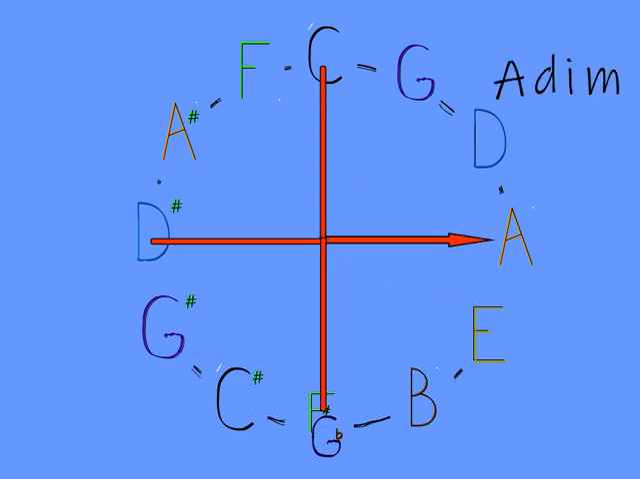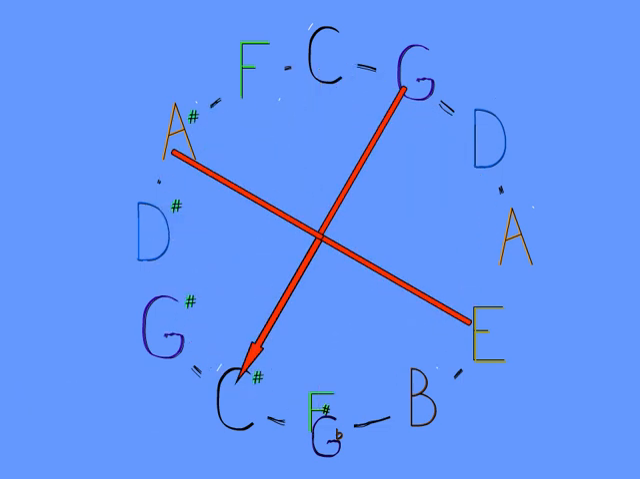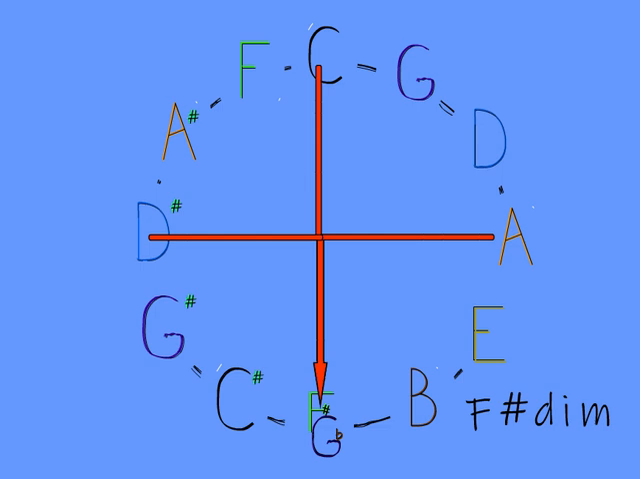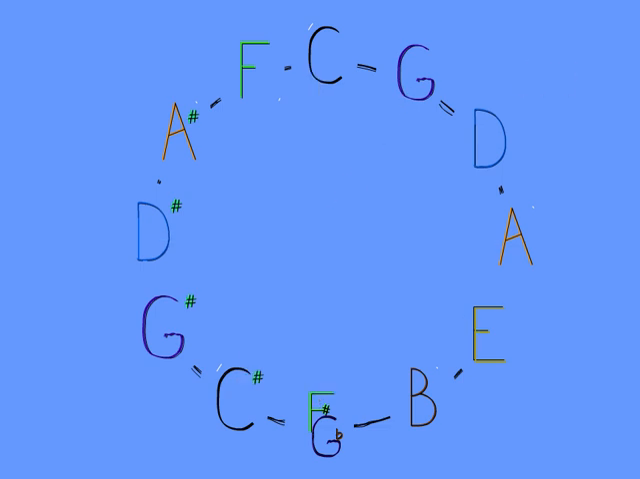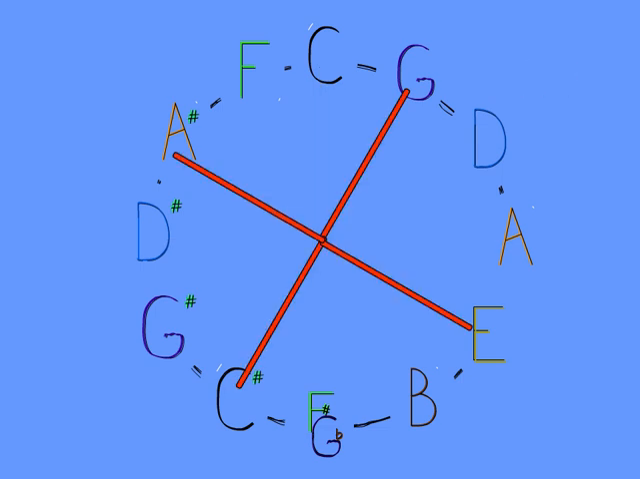This is the shape of a diminished chord. It's symmetrical, so not only is this A diminished, it's also C diminished, D sharp diminished, and F sharp diminished. Remember the similarity between the dominant 7 chord shape and the half diminished chord shape? The dominant 7 chord also seems to be half of a diminished chord.